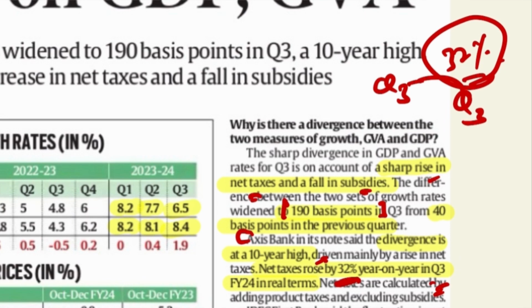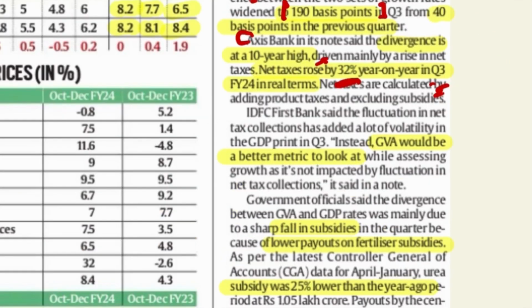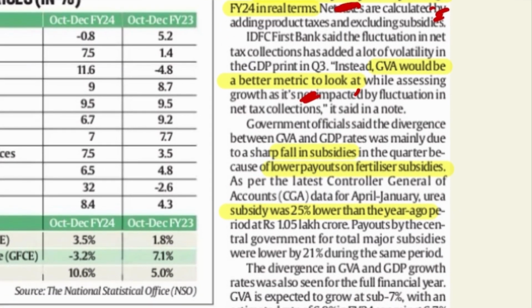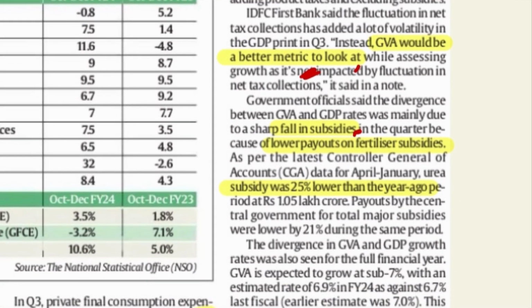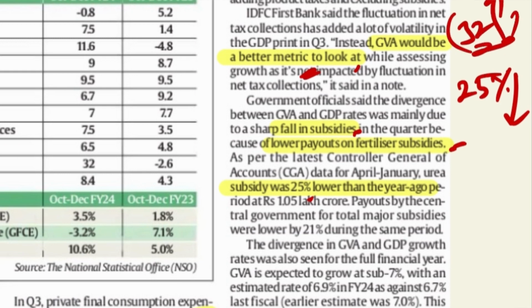Wonder why? GVA would be a better metric to look at while assessing growth. Yeah, alright. There's a sharp fall in subsidies and lower payouts on fertilizer subsidies have caused these. And subsidy was 25% lower than a year ago. Subsidies go 25% lower, net taxes go 32% higher. And the result is an 8.3% GDP growth rate.